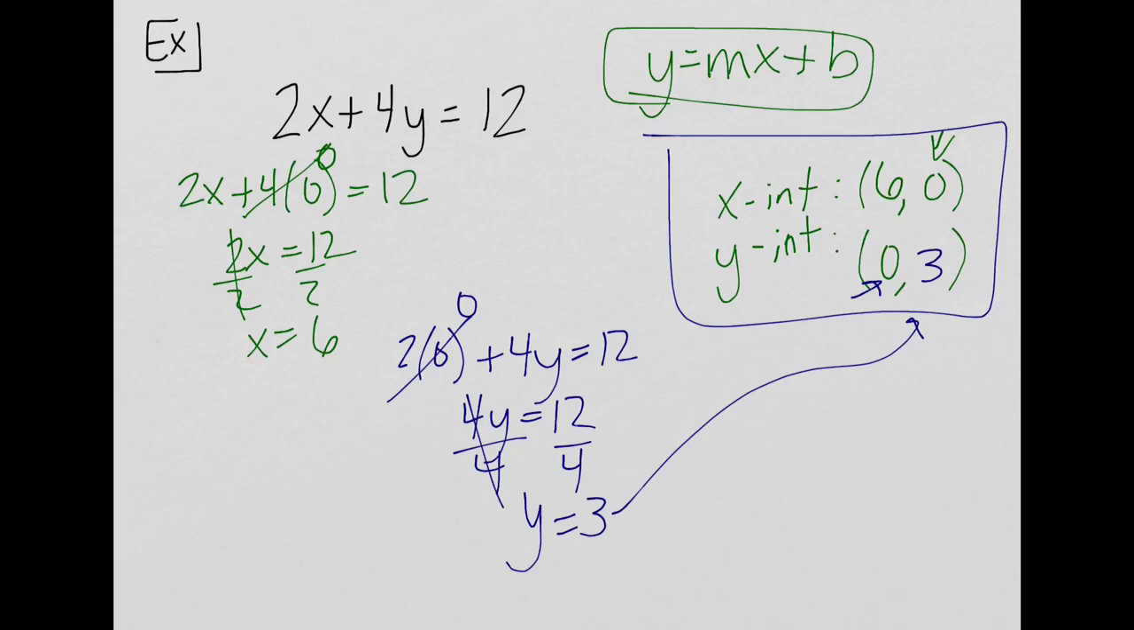And it wasn't much work. It was just plugging in zeros. And we like zeros because they knock things out. 0 times anything is 0. Pretty cool property to know about in math.